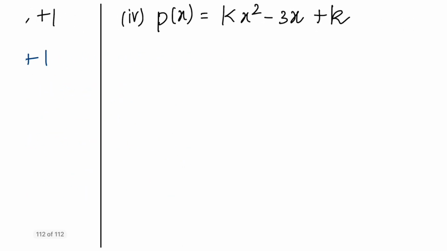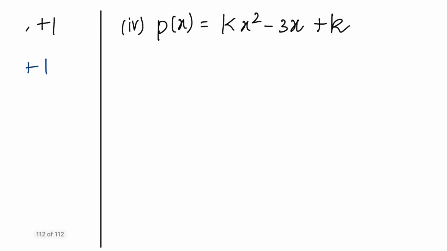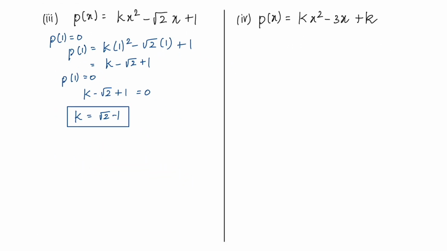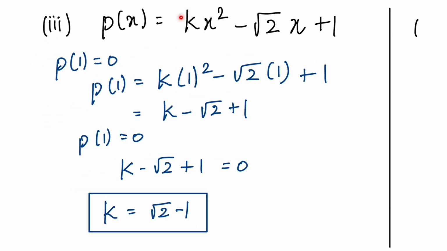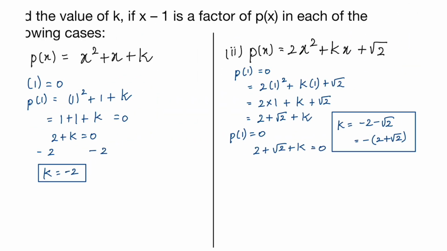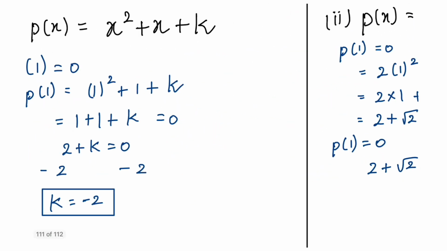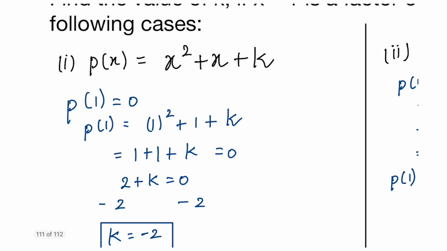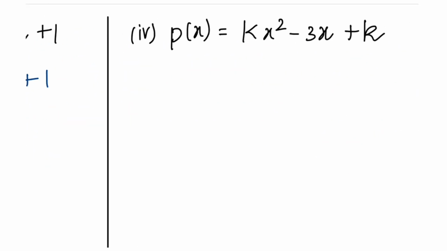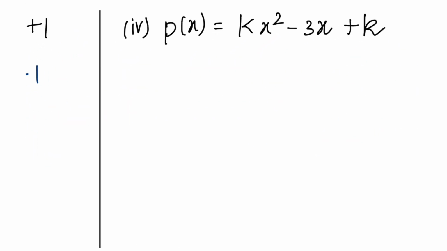Okay then, moving to the last subdivision of this question, which is the fourth subdivision. P of x is equal to kx squared minus 3x plus k. One thing that is different in this question compared to the other questions is that we have 2 k's here. In the third subdivision, we only had 1 k. In the first and second subdivisions as well, we had only 1 k. This is quite different because it has 2 k's.